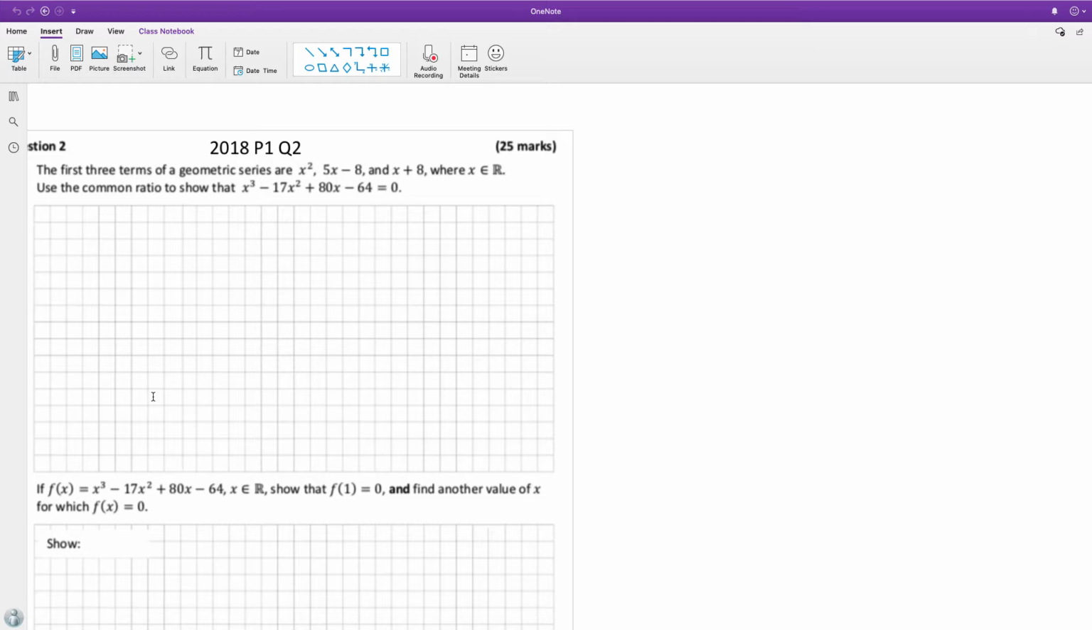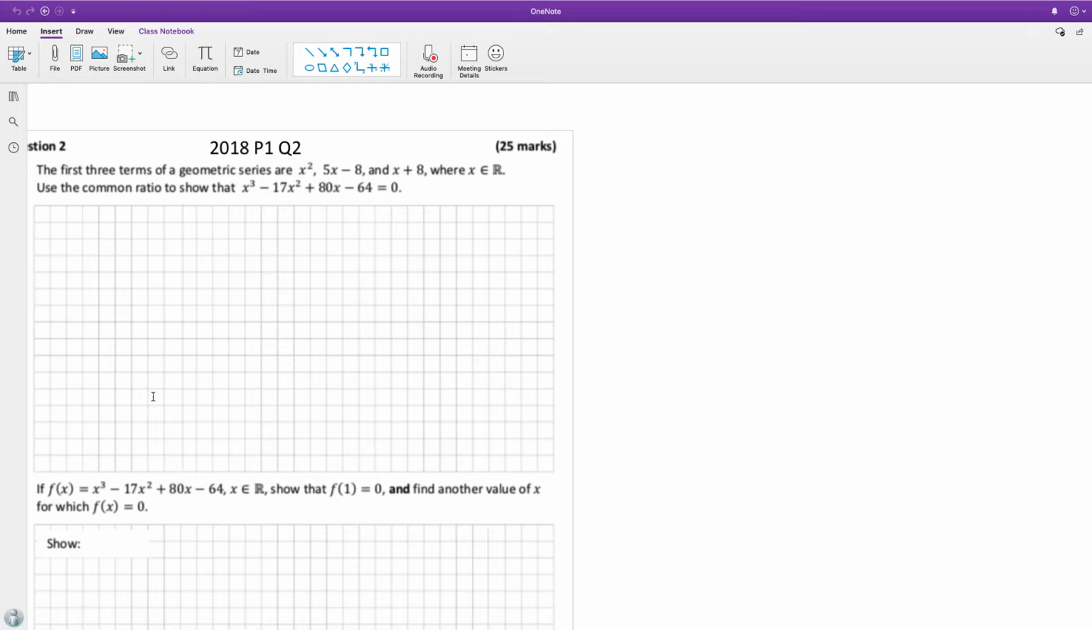A sequence that would be geometric would be 3, 9, 27: times 3, times 3, times 3. So we're multiplying the number before. Alright? So that would be geometric. Geometric is to do with multiplication, arithmetic is to do with addition.